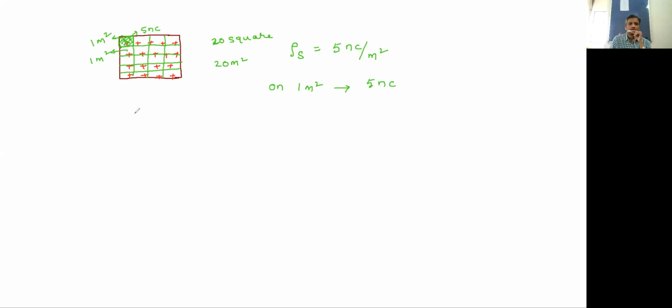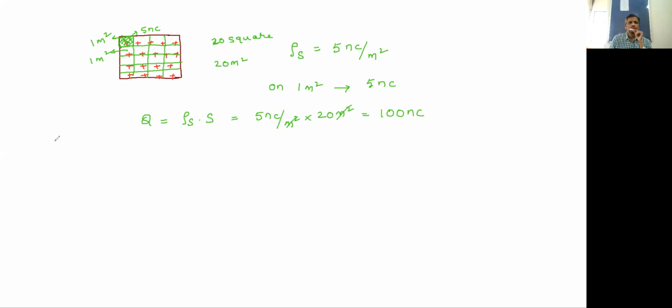Then how much is the total charge which is present on it? That is q equal to rho s into s. Here rho s is 5 nanocoulomb per meter square, into the total area of 20 meters square. So meter square gets cancelled, and we get 100 nanocoulombs. This is the charge which is present. So this is a very simple question that we can get.